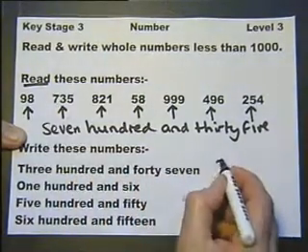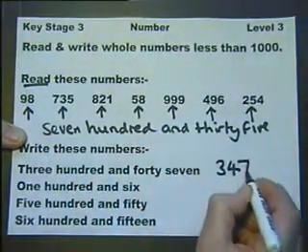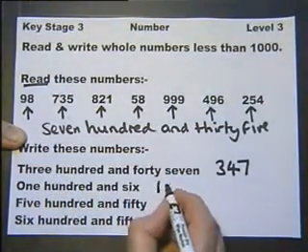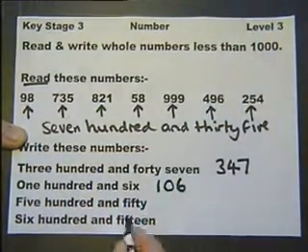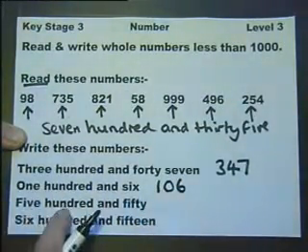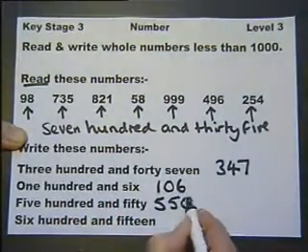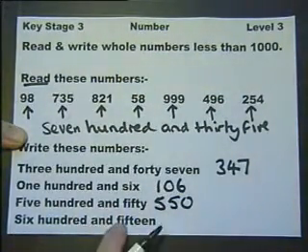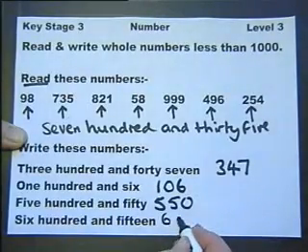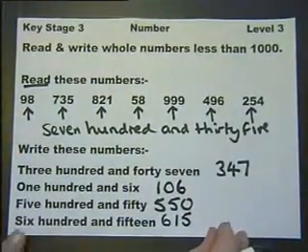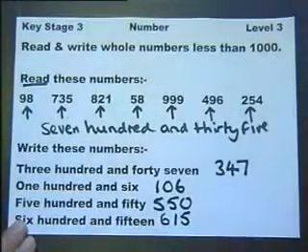So let's look at 347. 106. 550. 615. Being able to read and write whole numbers less than 1,000.